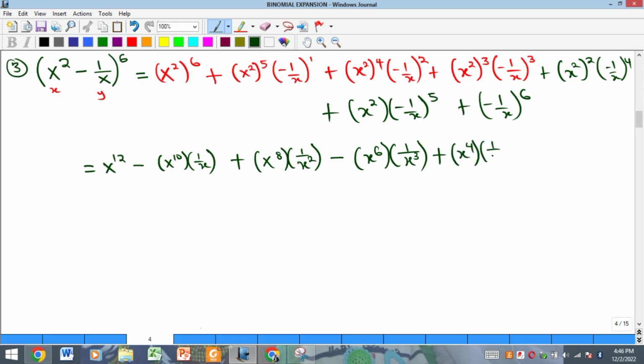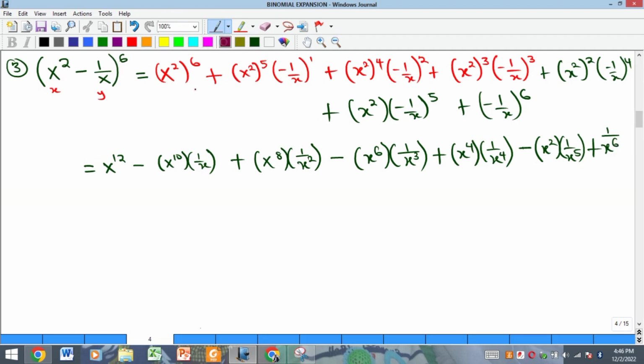multiplied by 1 all over x to the power of 4, and then here we now have odd power, so the minus will remain, so we'll have minus x squared multiplied by 1 all over x to the power of 5, and then finally the power here is even, so the minus will go, so we still have plus here, so we have plus 1 all over x to the power of 6.